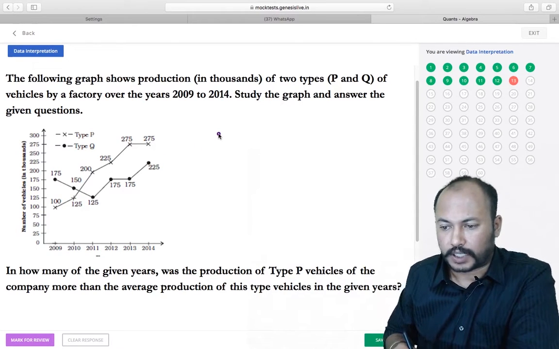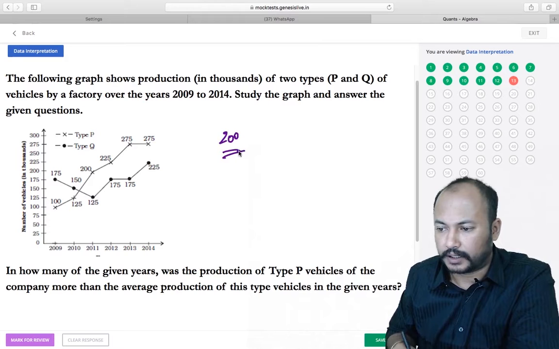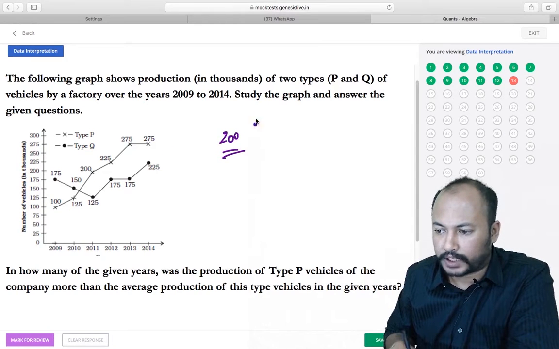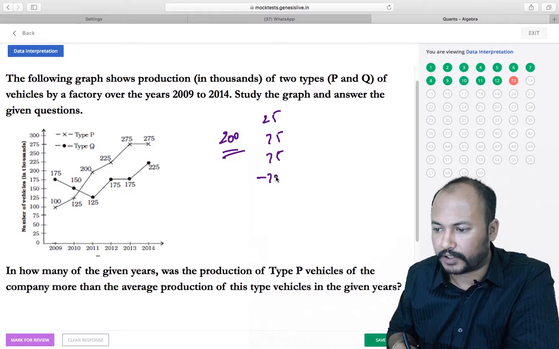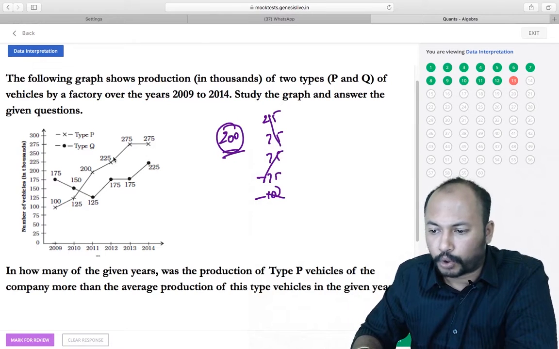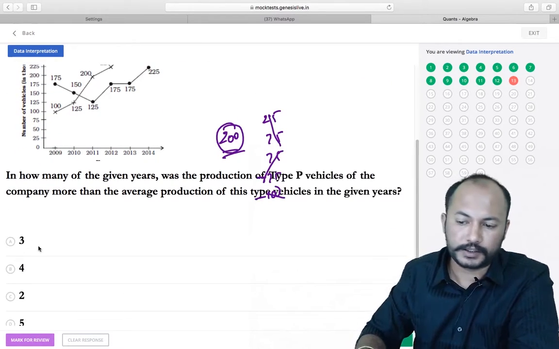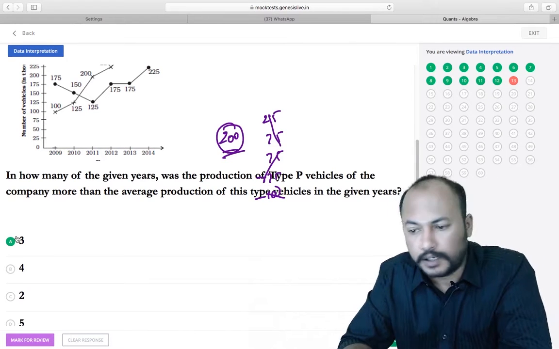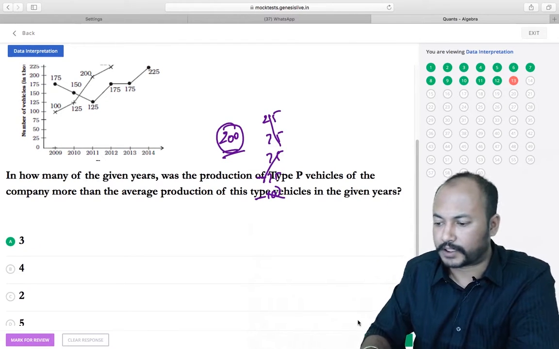Fine. So with the standard deviation method, I'll take 200 as the assumption, and then more than 200 I have 25, that is 225, then 75 and then 75, positive values. Negative, minus 75 and then minus 100. So minus 75 and minus 100 cancel, then 75, 25 addition, minus 100, even that cancels. So my assumption is right, 200 is the average. So more than 200 I have 3 years. The answer is 3 years. Simple? Great. Let's go to the next one.